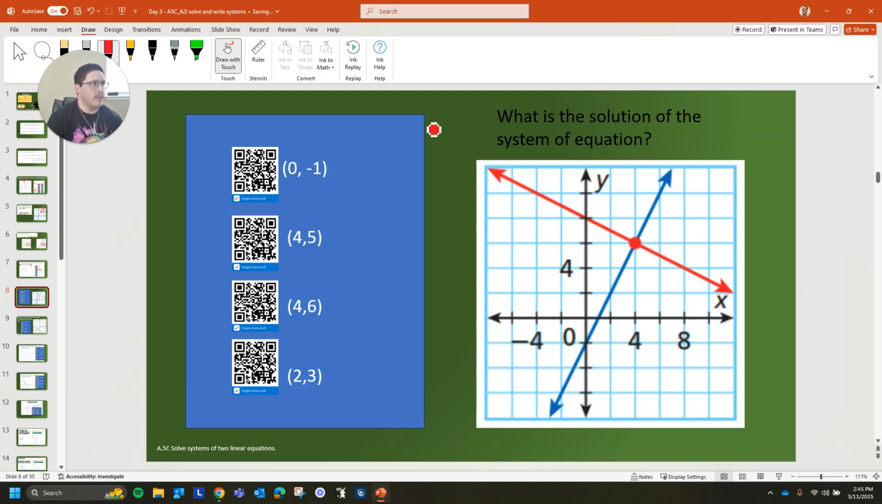Okay, next question. What is the solution to the system of equations? So now I'm asking you, what is that point where the two lines intersect? Okay, so go ahead, pause the video, try this on your own. Otherwise, I'm going to give you all the answer in about 5 seconds.